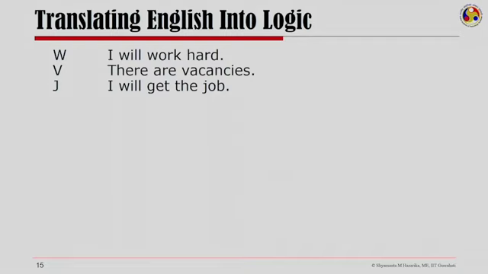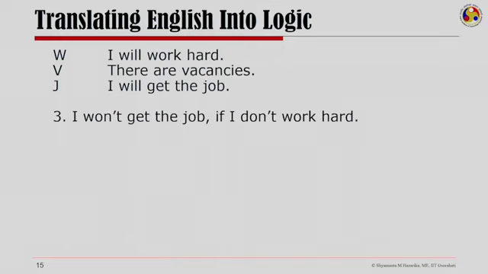Let us now take a little bit more complex example. Let us use W to represent I will work hard, V to mean there are vacancies, and J I will get the job. Let us try to represent this statement: I won't get the job if I don't work hard. Now, J is representing I will get the job. So, not J would represent I won't get the job. W represents I will work hard. So, not W will represent I don't work hard.